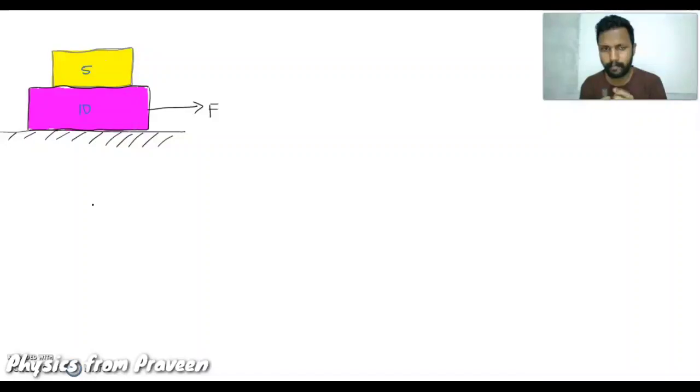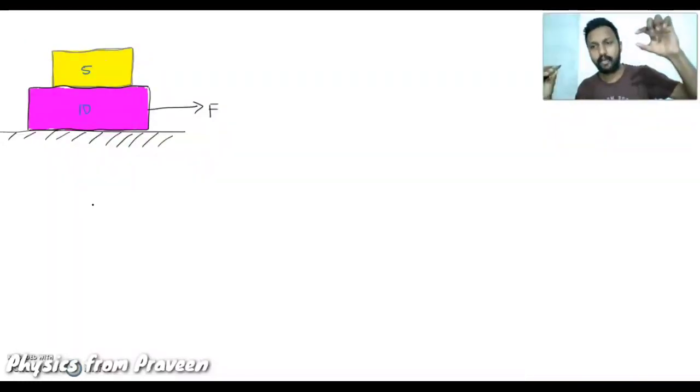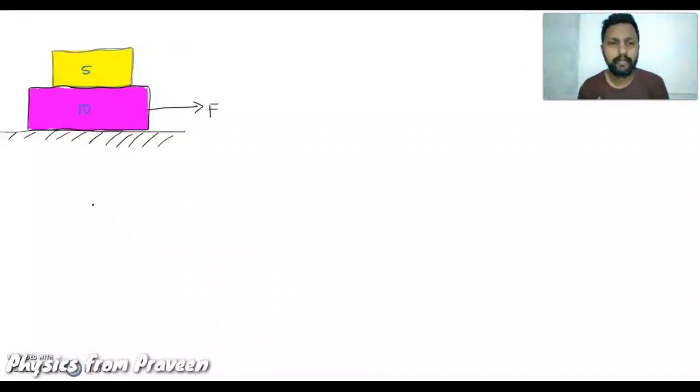But if I apply a greater force, if I pull it suddenly, the 10 kilogram block will move and the 5 kilogram block will fall from the 10 kilogram block. That is, the 5 kilogram block won't be able to move as the 10 kilogram block is moving, so the 5 kilogram block will fall behind.